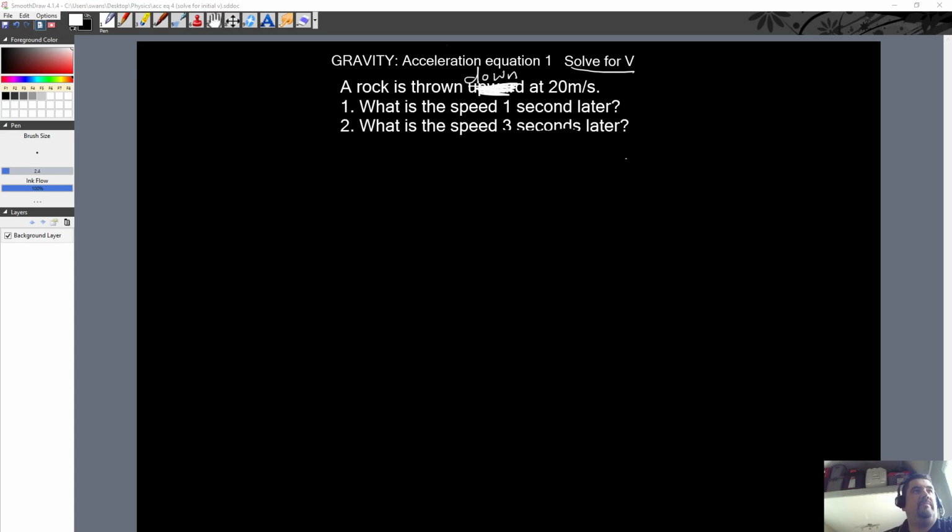Alright, so here's a quick repeat. We'll make this one real quick. It's exactly the same as the last one, except I just want to see what would happen if they threw it down. So maybe they're standing on a building or something and they threw this rock straight downward at 20 meters per second. So let's look at that.